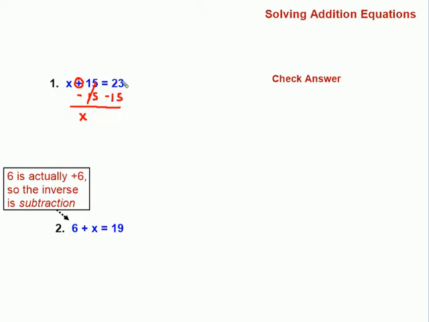Let's do our subtraction. You can't get 5 from 3, so you have to borrow 1 from the 2. That gives us 13 over here. 13 minus 5 is 8, and 1 minus 1 is 0, so x is equal to 8.